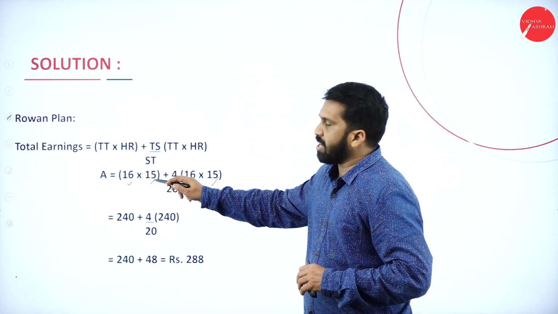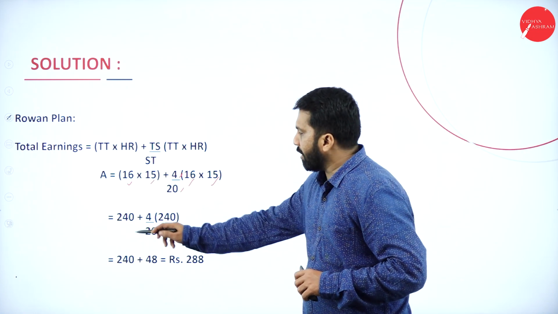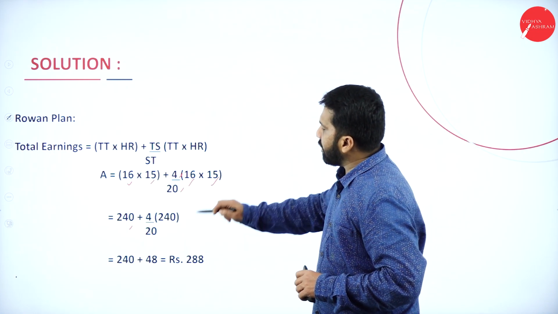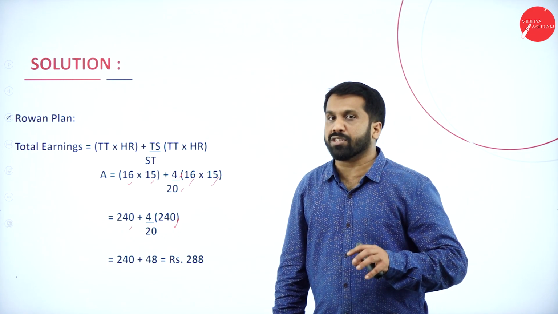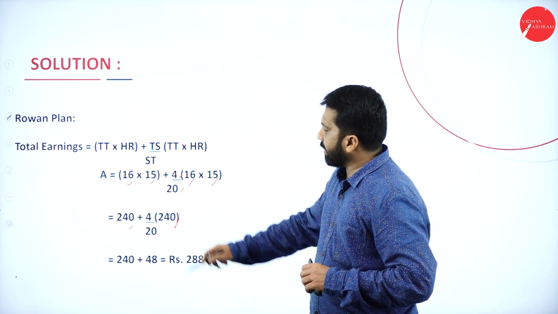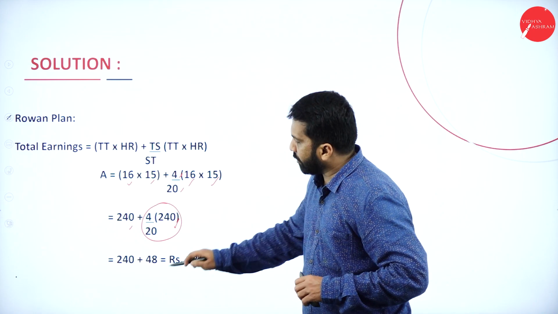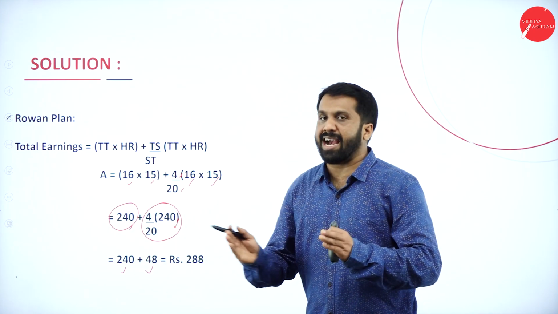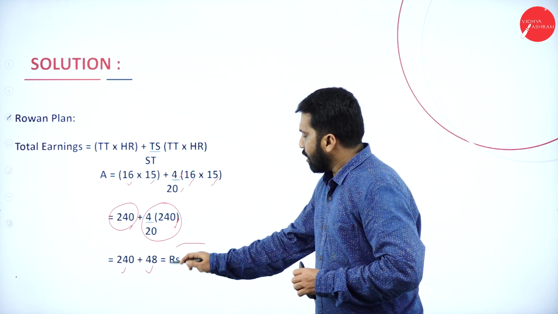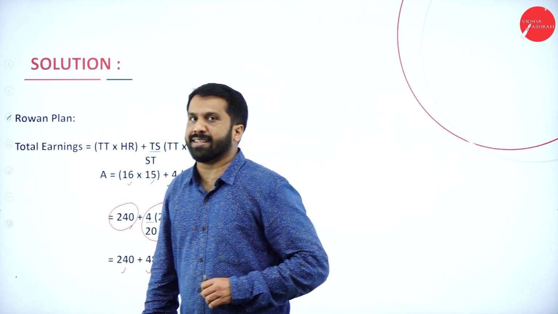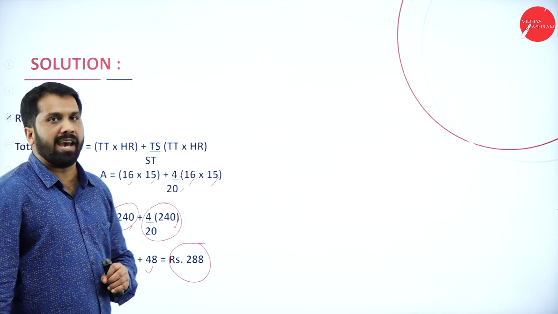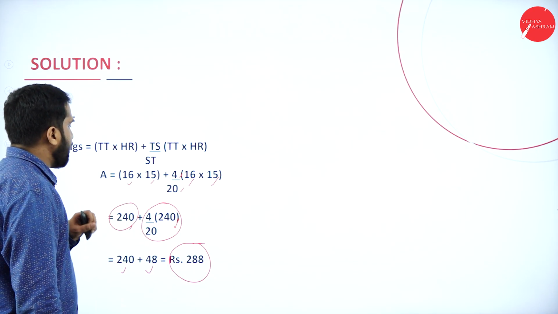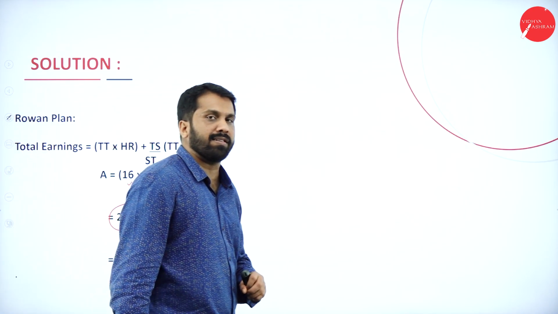Similarly, 16 multiplied with 15, how much? 240. 16 multiplied with 15, how much? 240. 4 by 20. If you do this calculation, you will get 48. This one as it is 240. Add both. How much you will get? You will get 288. This is all about your answer for row 1 plan for A.